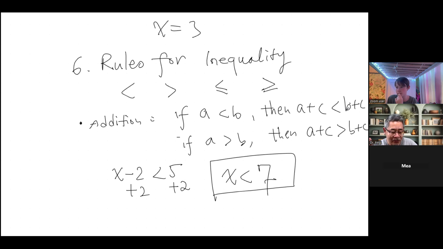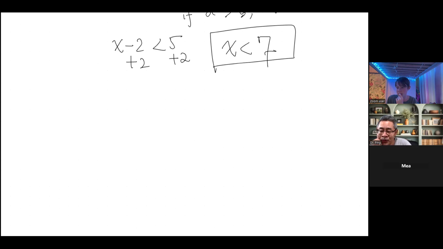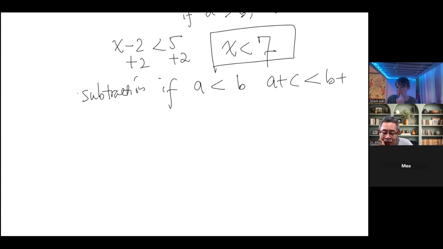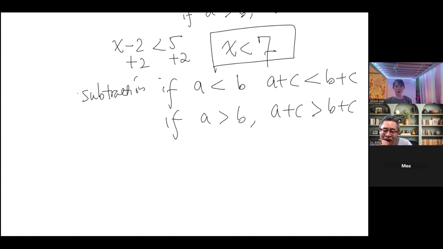Okay, that's when we have the addition property, and we also have the subtraction property. That means if A is less than B, then A plus C is less than B plus C. Or if A is greater than B, then A plus C is greater than B plus C. So as long as we add the same thing on both sides, the inequality does not change. It's still true.